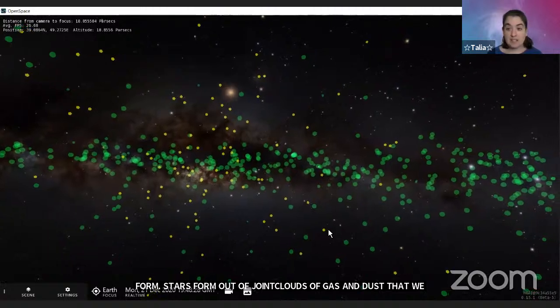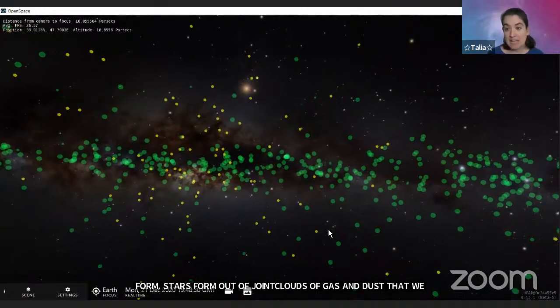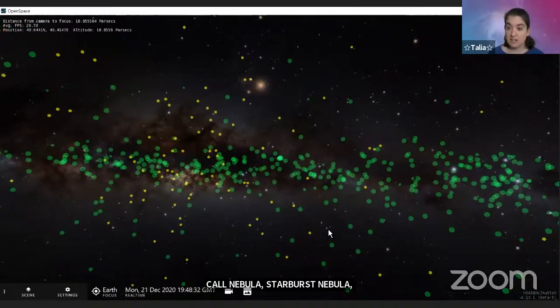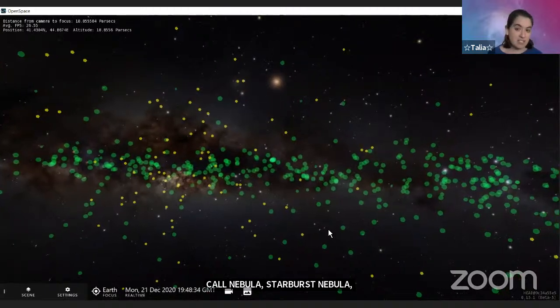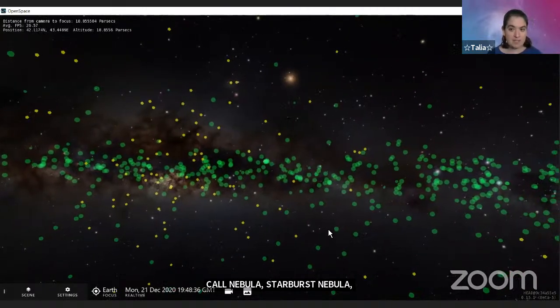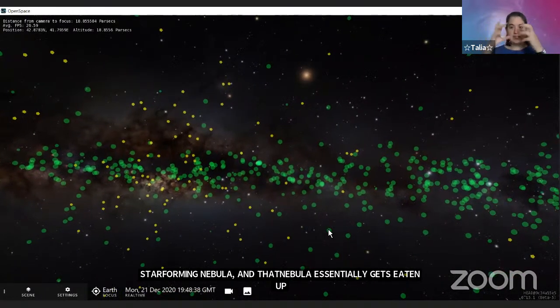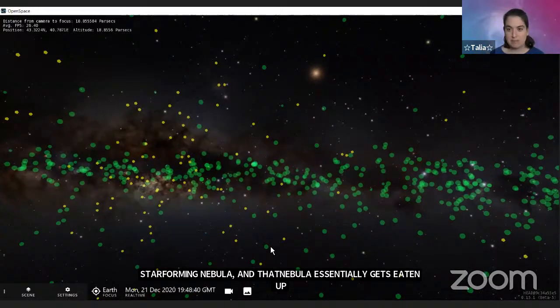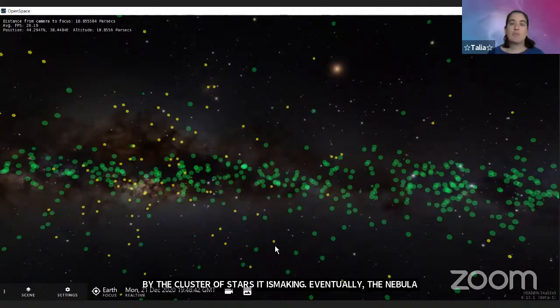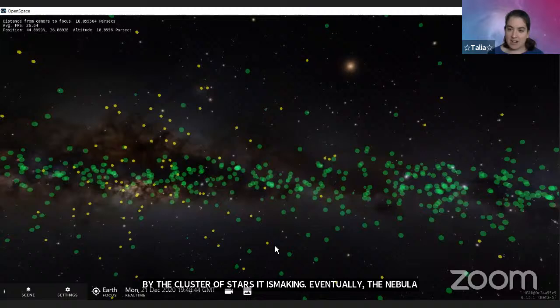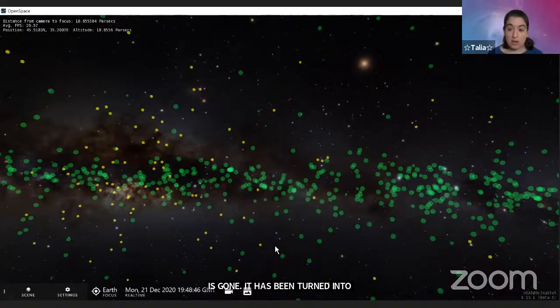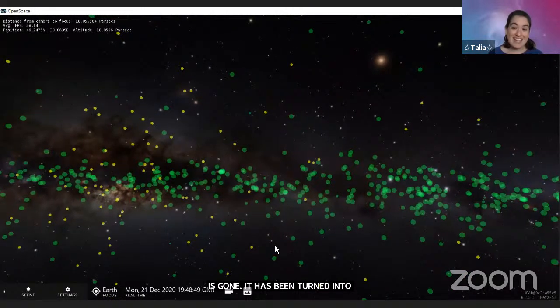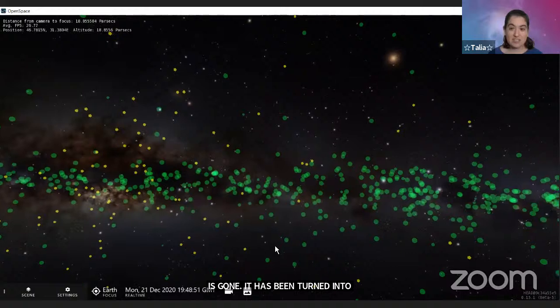And that nebula essentially gets eaten up by the cluster of stars that it's making. So eventually the nebula is gone. The nebula has just been completely eaten up. It's been totally turned into brand new baby stars. And what's left are the stars themselves. And they are all close together because they were all born from the same nebula. And that is essentially what an open cluster is.